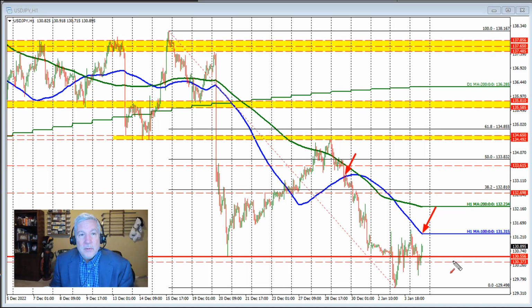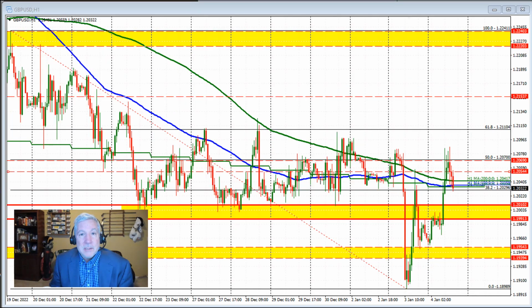Watch the 130.38 level. Watch 130.55 level. That area for support. If we do find support against that level in trading here today, we could see a rotation back up toward the 100-hour moving average, and we'll see if the price can get back above that level.